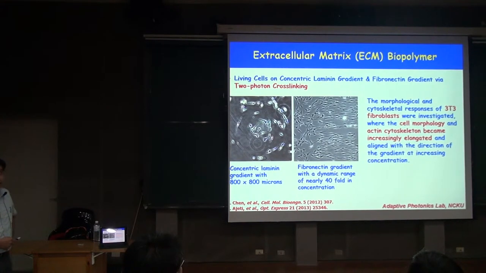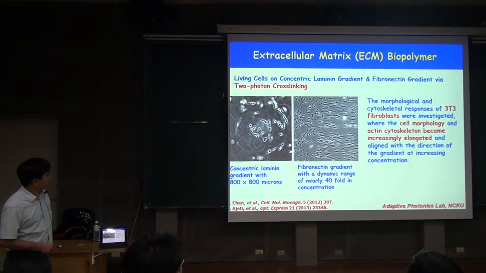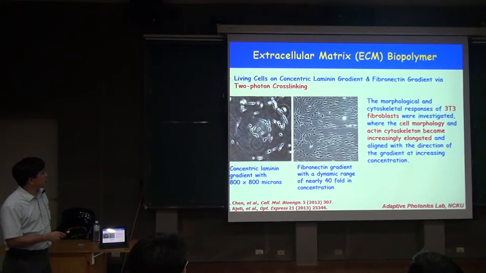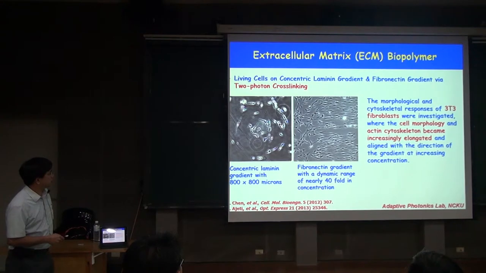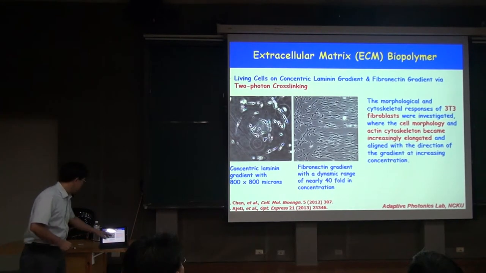The central part is the higher concentration. The outer part is the lower concentration. So the living cell moves from the outside to the inside. In this figure you can see we have in total about 40 times more concentration of fibronectin on the right side. So the living cell can move from the left to the right for the living cell study.